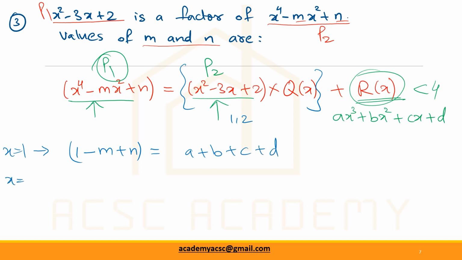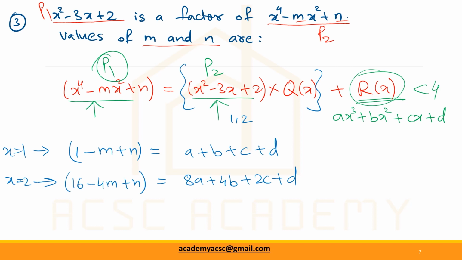Next, if we substitute x equal to 2, from there we will get 2 raised to 4, which is 16 minus 4m plus n. That is equivalent to, substituting 2 over here, it will be 8a plus 4b plus 2c plus d. So this is what we have been able to achieve. Now what to do next? How can we actually find out what are the values of m and n? Let us think about it.